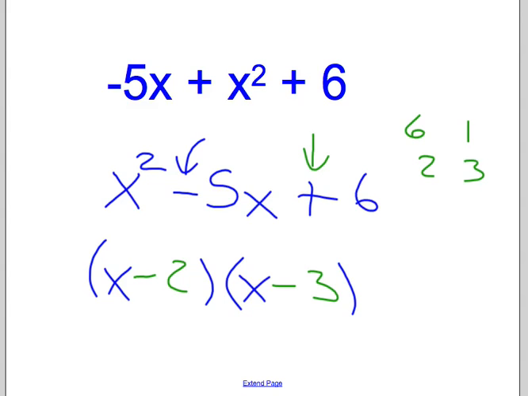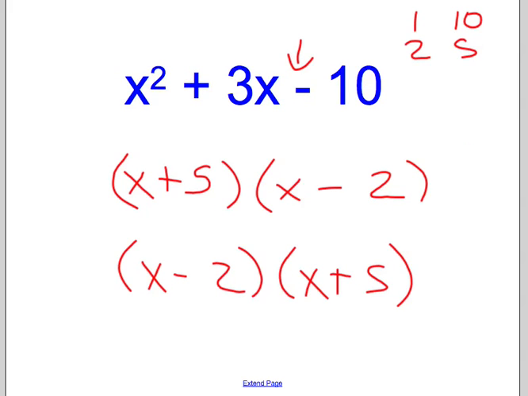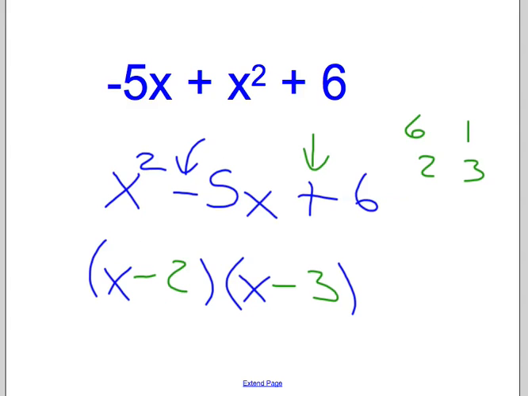The difference from the previous problem: when we had a negative here, we wanted the factors that had a difference, because subtraction is difference, of 3. When we have a positive, we want the factors of 6 that have a sum of 5 here. Okay.